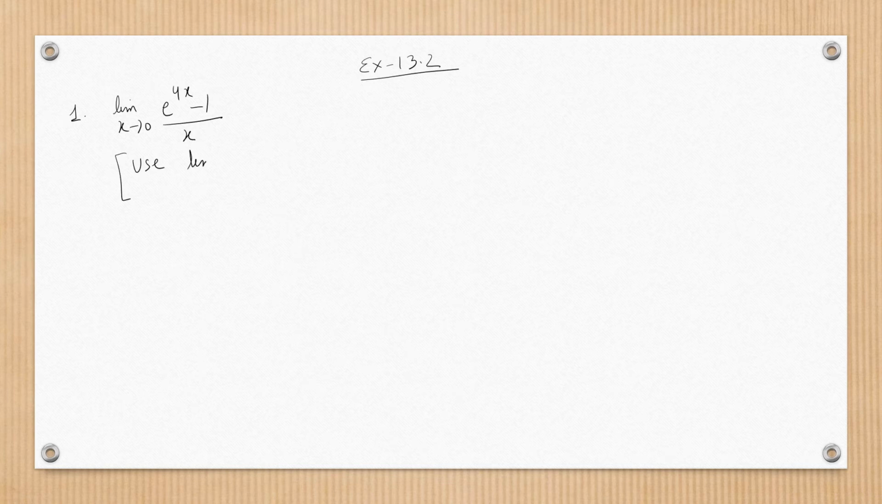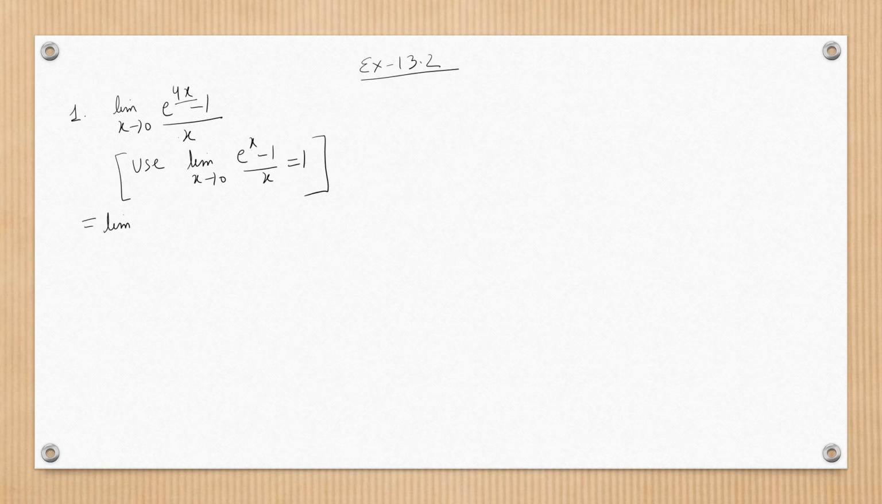Let us start solving exercise 13.2. The first question is evaluate limit x approaches to 0 of (e raised to power 4x minus 1) upon x. By looking at it, I can see that here I can use limit x approaches to 0 of (e raised to x minus 1) upon x, which is equal to 1. But the difference is that in place of x, I need 4x here. So how can I get it?